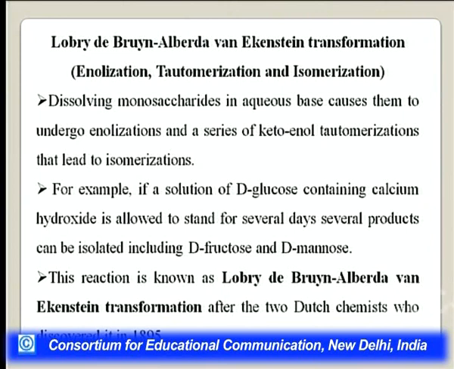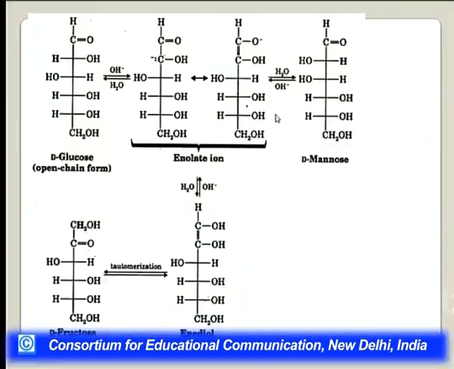This is a very important reaction, and it is known as the Lobry de Bruyn-Alberda van Ekenstein transformation, after two Dutch chemists who discovered it in 1895. Lobry de Bruyn and Alberda van Ekenstein are two Dutch scientists, and you can see here how this transformation, tautomerization, enolization and isomerization, takes place. The hydroxyl group is there, in aqueous medium, and this is the open chain structure of D-glucose.